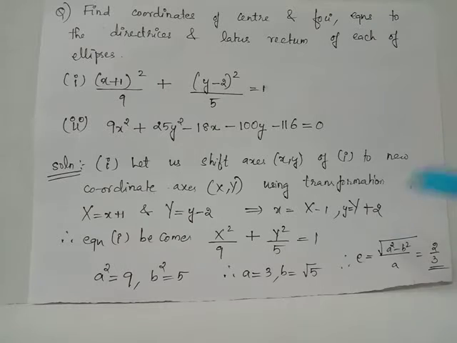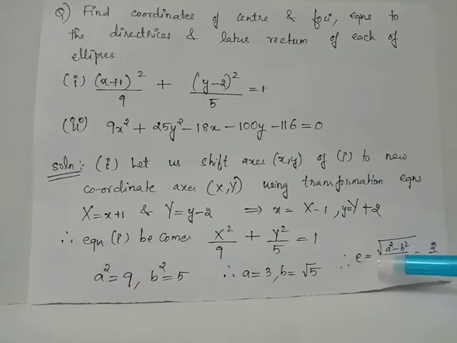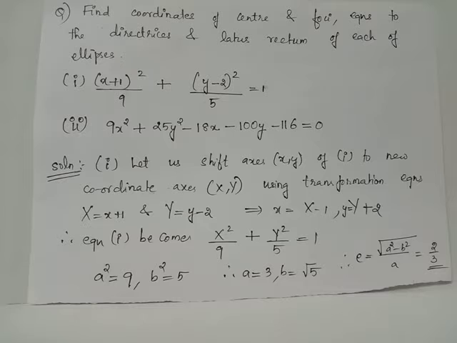Now we have, for this ellipse, center of this ellipse is 0, 0. Foci will be plus minus AE, 0. Since we have a square equals 9 and b square equals 5, we have eccentricity e equals root of a square minus b square upon a, which is root of 9 minus 5 divided by 3, which gives us 2 by 3. Therefore, foci will be plus minus 3 times 2 by 3, comma 0. That is, foci will be plus minus 2, 0.